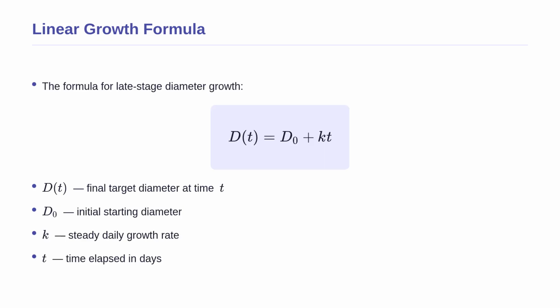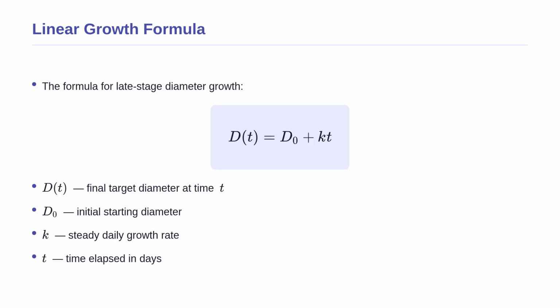To model this late-stage expansion, we use a standard linear growth equation. The formula is d of t equals d0 plus k times t. Conceptually, this simply says that the final size is the starting size plus the total amount of growth that happens over time. Let us define each variable.